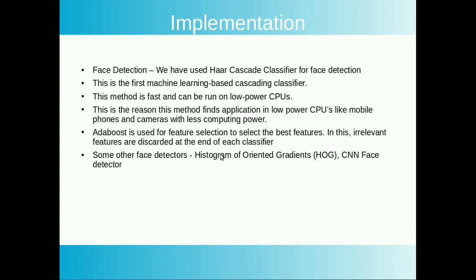Next, we move to implementation of the project. We have used Haar Cascade classifier for face detection. This is the first machine learning based cascading classifier. This method is fast and can run on low power CPUs. Here AdaBoost is used for feature selection and to select the best features. The irrelevant features are discarded at the end of each classifier. Some of the other detectors are histogram of oriented gradients, HOG, and CNN face detector.